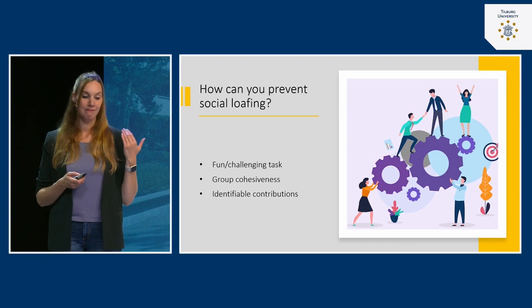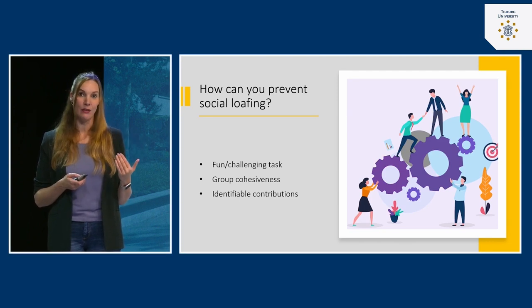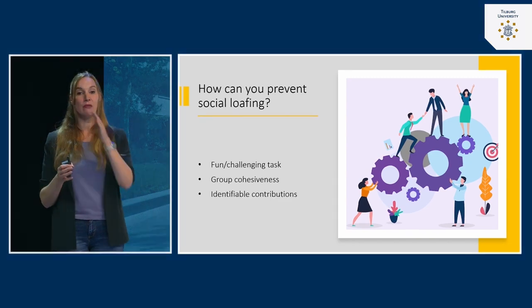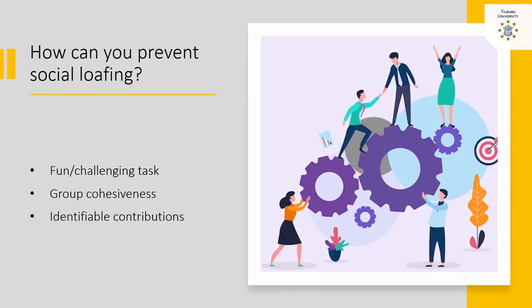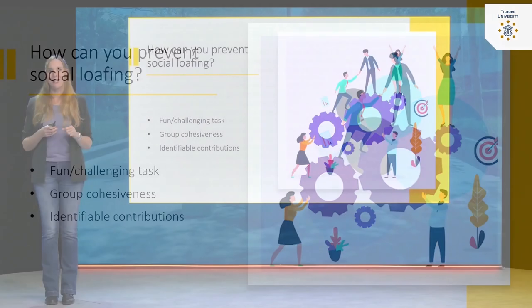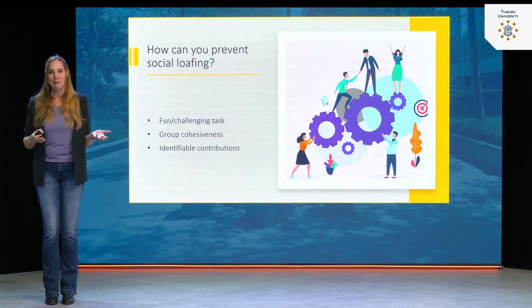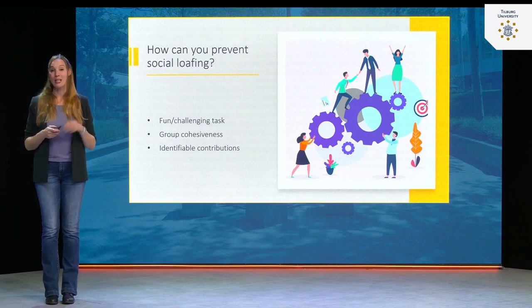And finally, identifiable contributions. That's basically, I think, definitely the best advice I can give you. Make contributions identifiable. So if you have to work together, divide the task, say you are responsible for this part, you are responsible for that part, and then you can also really make sure that you can address people. If something went wrong, you know where it went wrong, and then you cannot really slack anymore, and you still can evaluate others on their performance. So keep this in mind the next time you have a group assignment to work on.